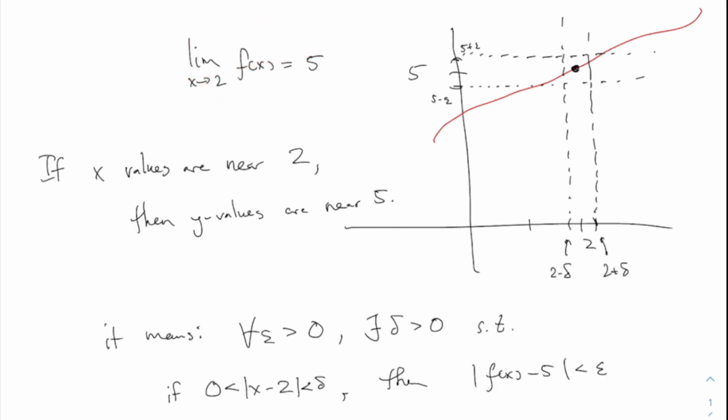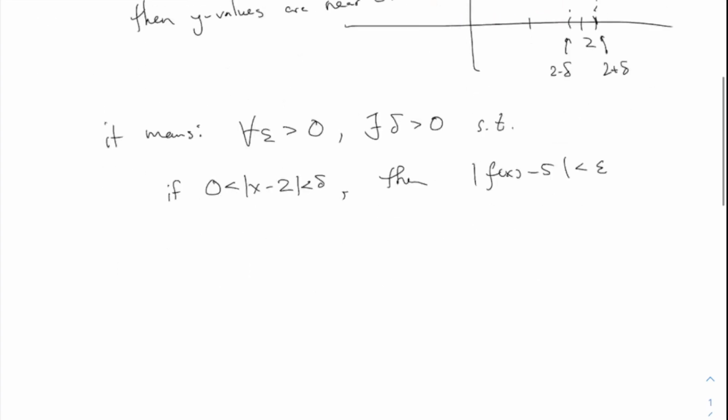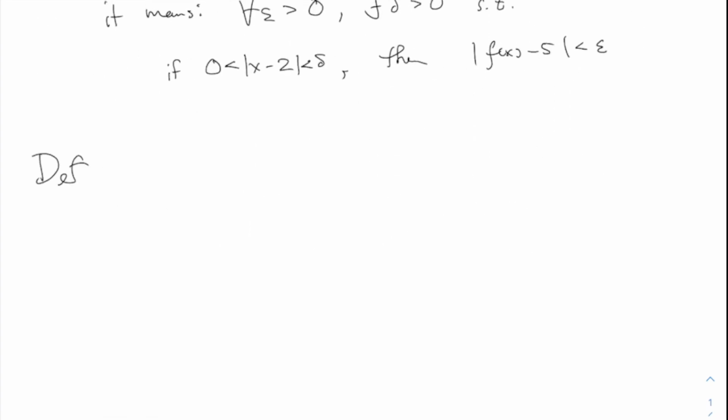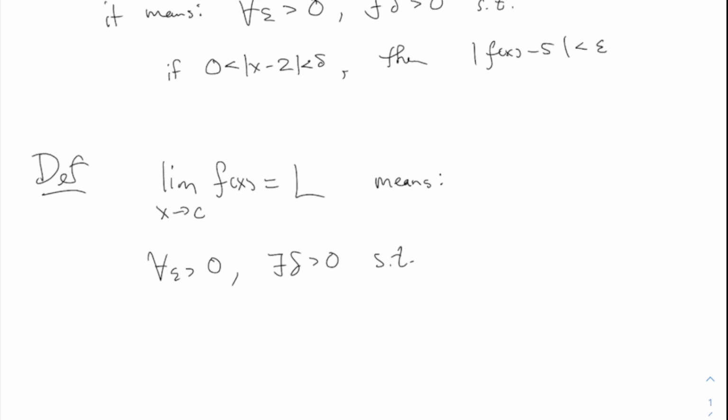Let me just write it again in generality. This is all about 2s and 5s. Of course, we usually don't use those as our numbers. So it says limit as x goes to, just to say this generally, I'll use c for that value down there and a big L for the value of the limit. So this means for all epsilon greater than 0, there exists delta greater than 0 such that 0 less than |x minus c| less than delta implies |f of x minus L| less than epsilon.